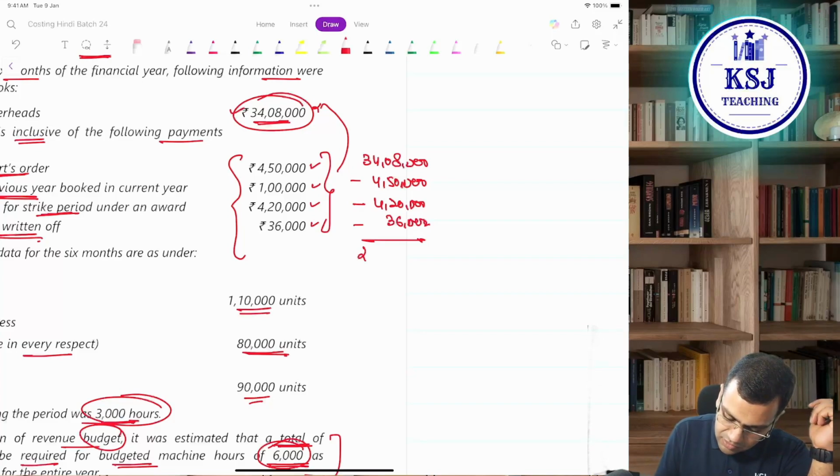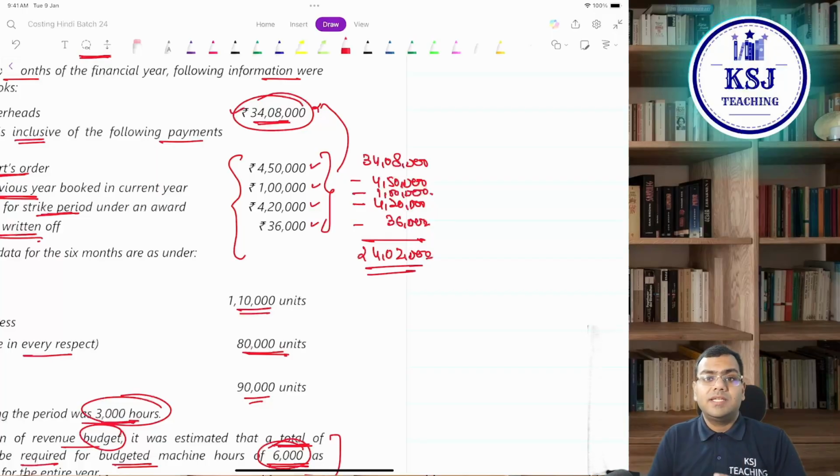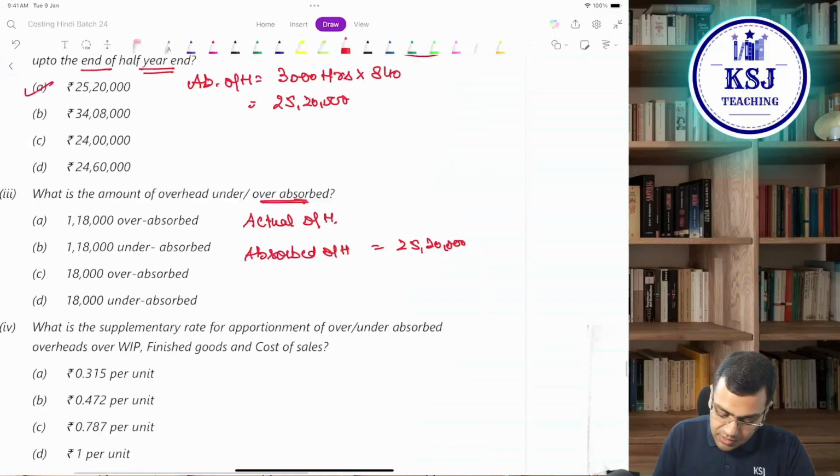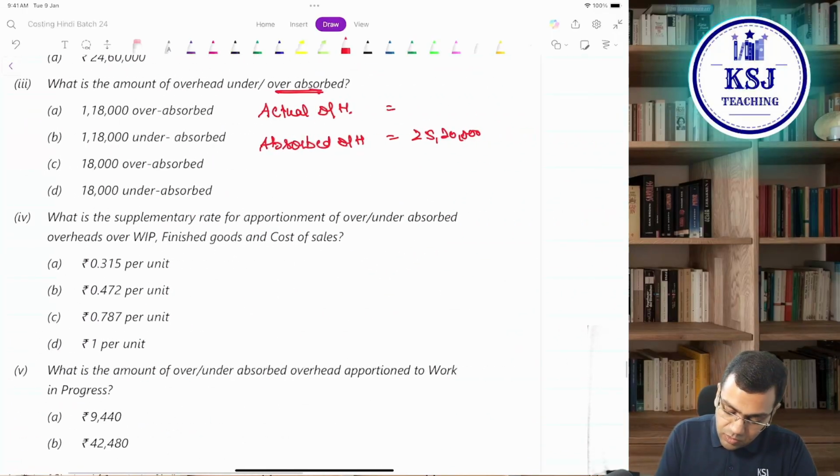Okay. Minus 1 lakh also. Right? Minus 1 lakh, minus 4 lakh 20,000, minus 36,000. So that comes to 24 lakh 2,000. So this is the actual overheads that you will take for this purpose. Right? So the actual overheads here will be 24 lakh 2,000.